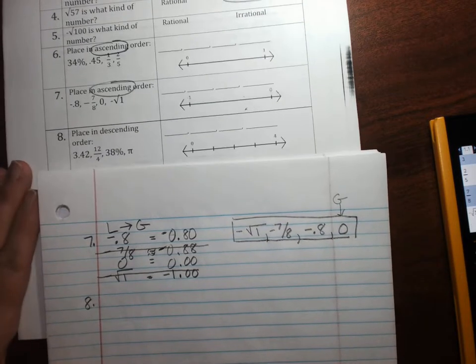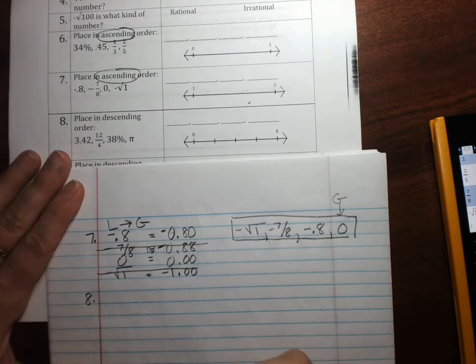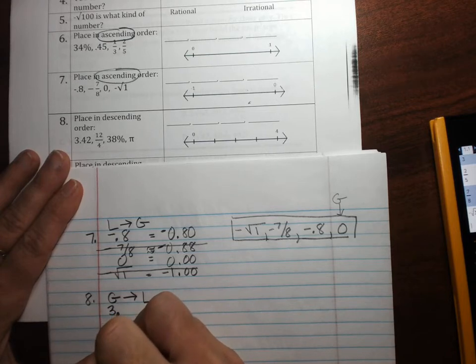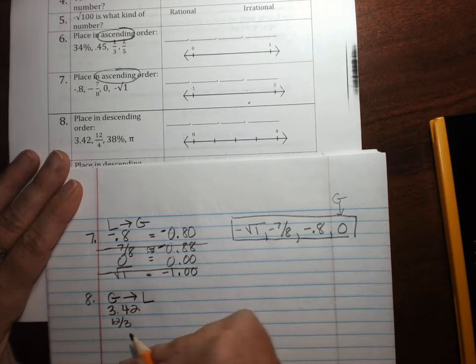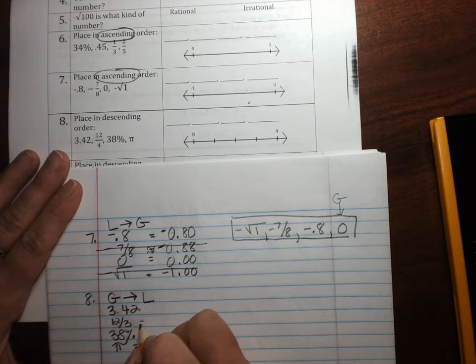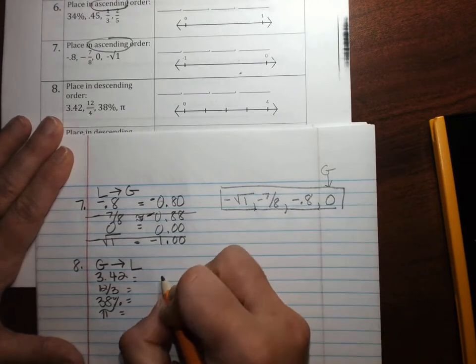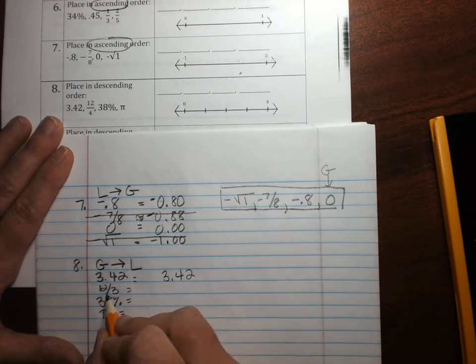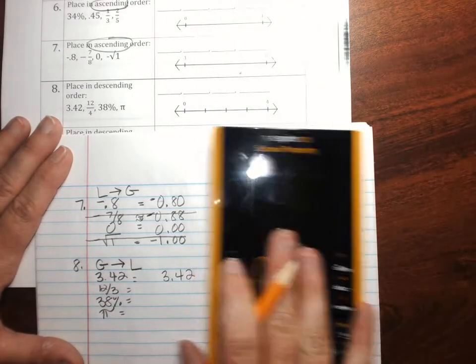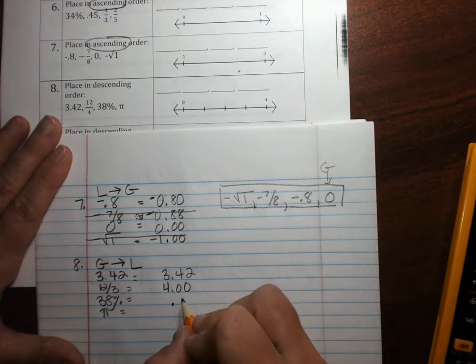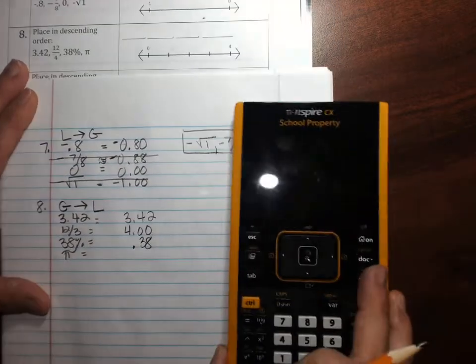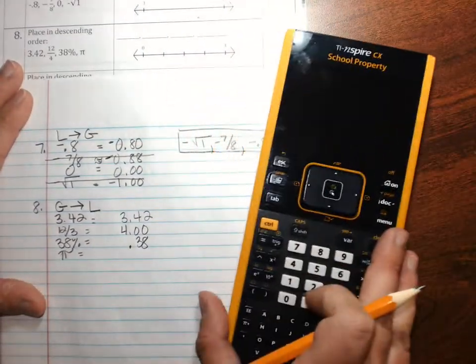Moving on to number 8. Now we're placing in descending order. So that's greatest to least. So I have 3.42, 12/3, 38%, and pi. Okay, so 3.42 is done for me. 12 divided by 3, if you needed to, you could come over here, but I know 12 divided by 3 is 4. 38% is 0.38, and again, modeling that over here, let's get rid of that glare.